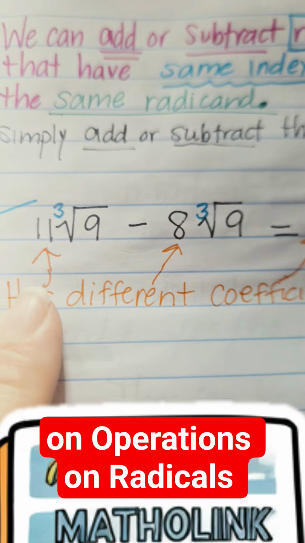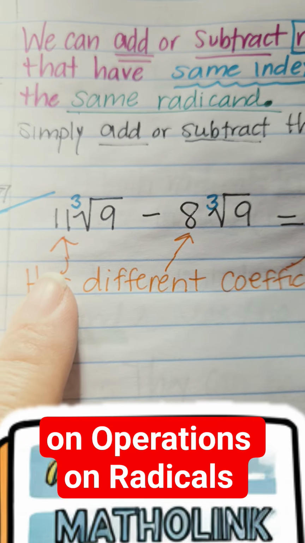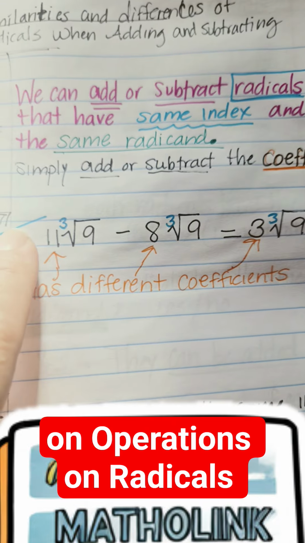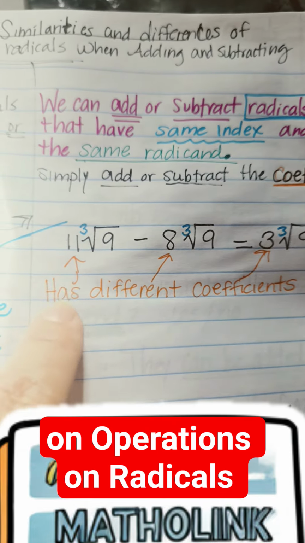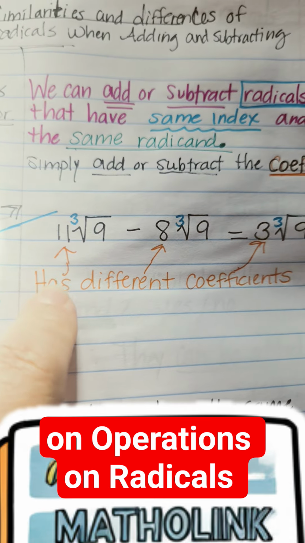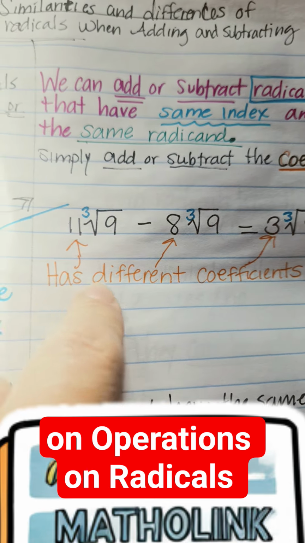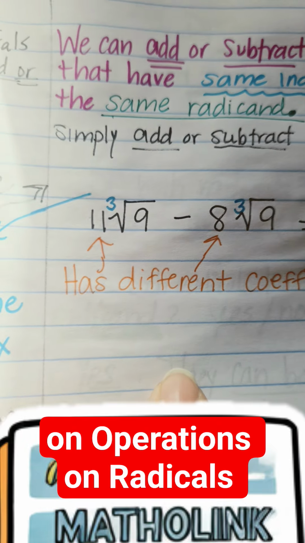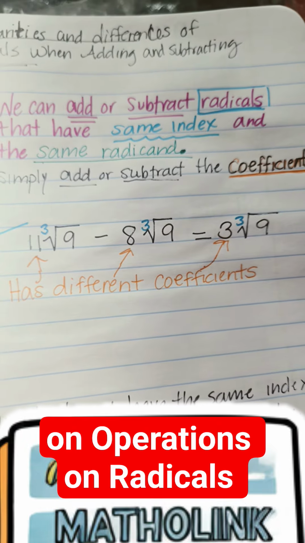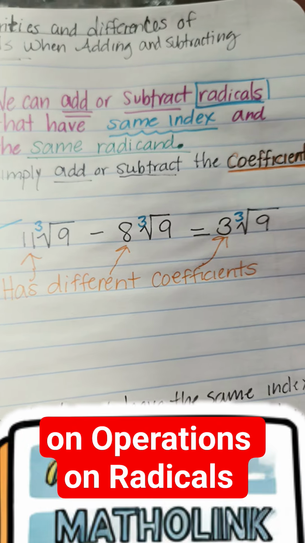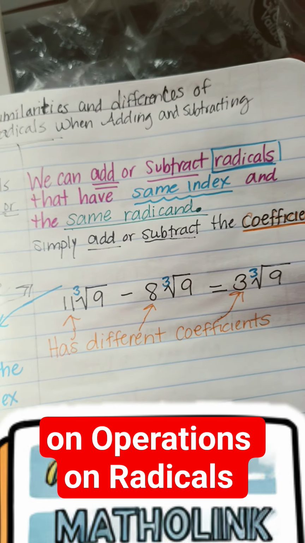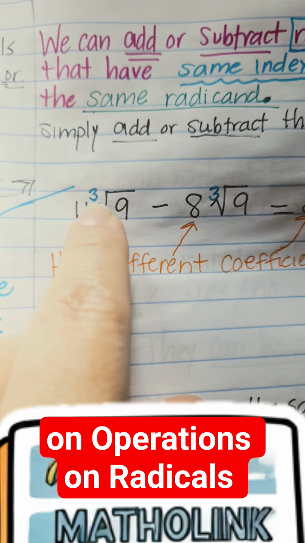There's 11 and then the minus and then the 8 coefficient. It has 3 as the index. All of them have the index of 3. And it has 9 as the radicand. So this problem can be added or subtracted. In this case, the operation is calling for subtraction. Remember, if two radicals do not have the same index and same radicand, they cannot be added or subtracted.